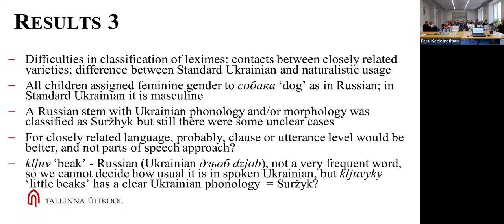What was interesting, of course, is gender assignment. The word sobaka in standard Ukrainian is masculine, while in Russian it is feminine. So all children who talked about the dog in the story used either pes, which is clearly masculine, and the cognate in Russian is masculine too, or they used sobaka, and it was feminine. Then there are other things where you cannot use this approach. There were birds in this story, birds and little birds.